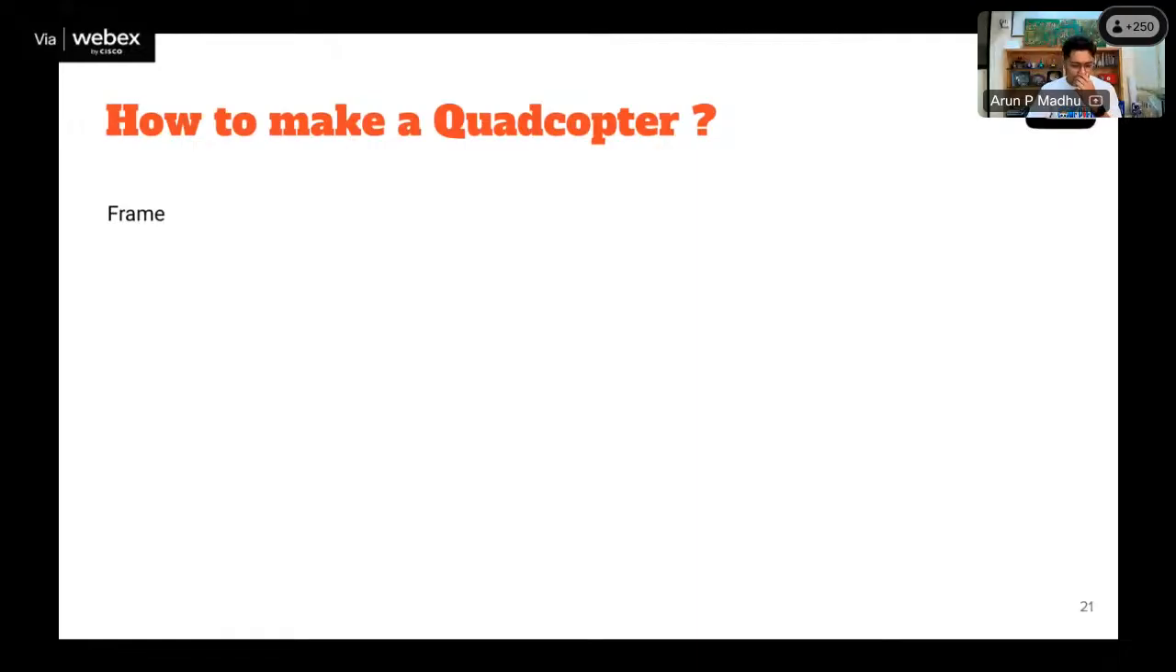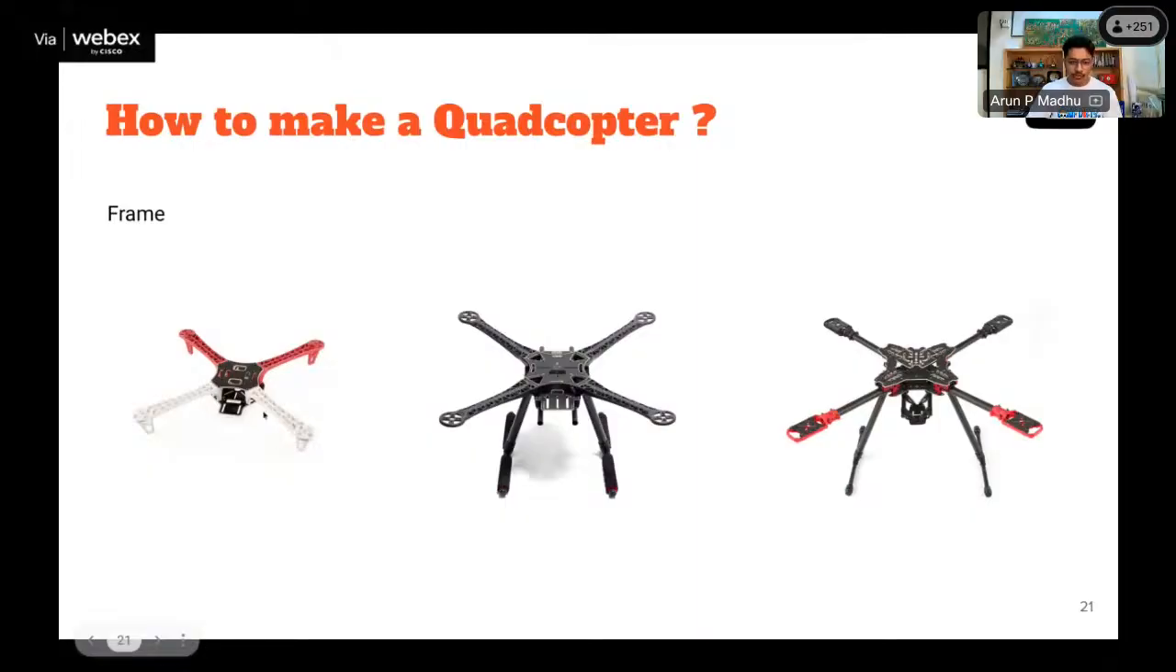Okay, initially we will come to the frame. I'll show you different types of frames. The first one is just a plastic frame for a quadcopter. This is a combination of plastic as well as carbon fiber, and this is a pure carbon fiber frame. The advantage here is, if you choose only plastic and you fly at a high altitude and crash, it might get broken easily. But this is cheap. In the case of a fully carbon fiber frame, this is lightweight as well as very durable, so it can survive crashes and all.